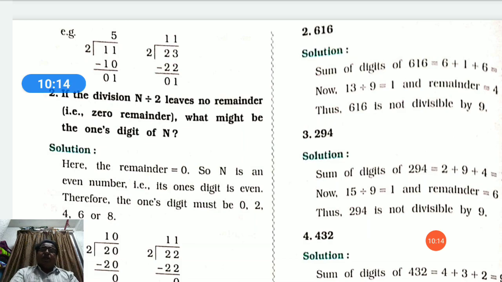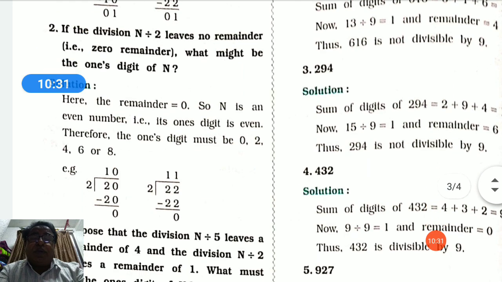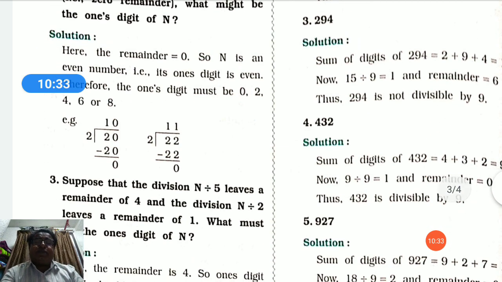Here the remainder is equal to 0. So n is an even number. That is, its ones digit is even. Therefore, the ones digit must be 0, 2, 4, 6 or 8. Example, 20 divided by 2. 2 tens are 20. Remainder is 0. 22 divided by 2. 2 elevens are 22. Remainder is 0.